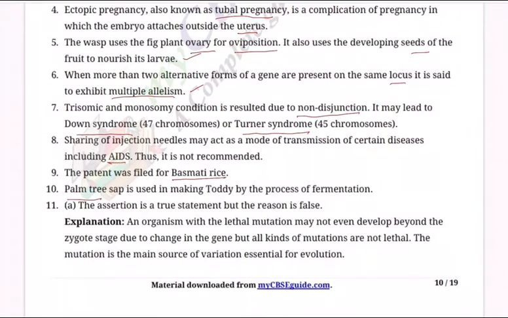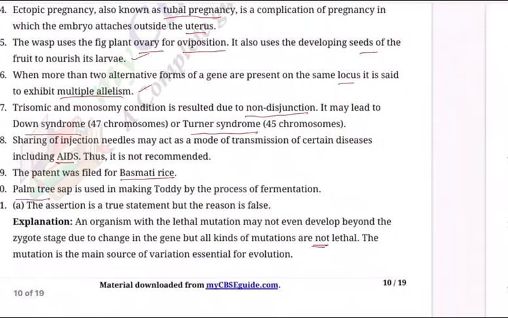The answer is A. Assertion is true, but reason is false. What is that explanation? An organism with a lethal, meaning dangerous, mutation may not even develop beyond the zygote stage due to change in the gene, but all kinds of mutations are not lethal. Whereas in the reason, we said all types of gene mutations are lethal, but all are not lethal. That's why A is the answer. The mutation is the main source of variation essential for evolution.